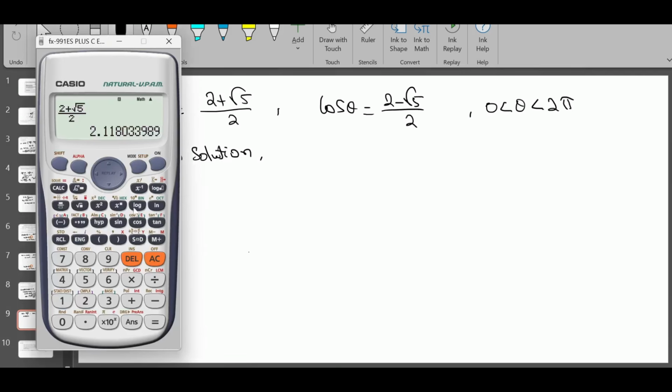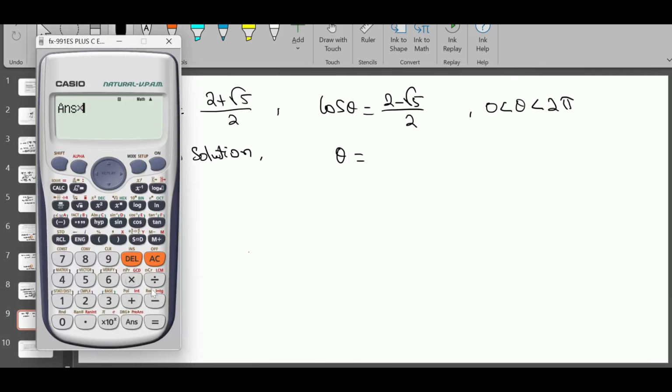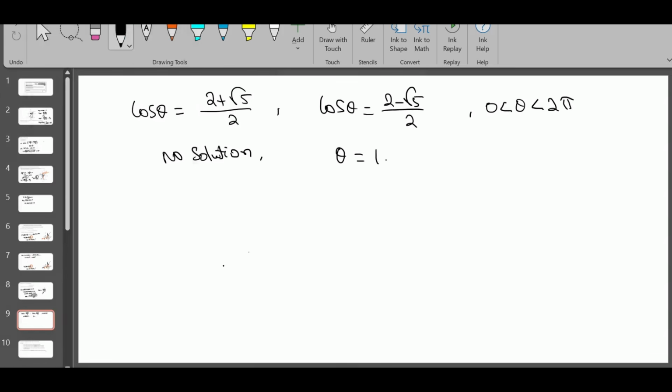For the next one, what's the value of 2 minus root 5? That's a negative number, right? So when you find the principal value, you need to take the positive number. That's a method I teach actually. So times minus 1. So cos inverse of the answer is 1.452 dot dot dot. That's not the final solution.